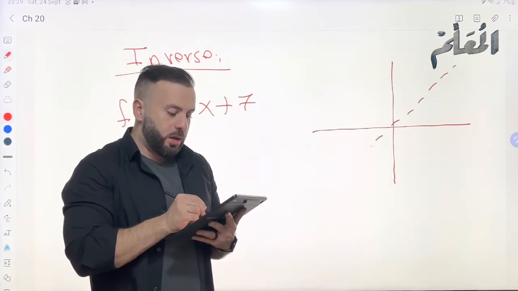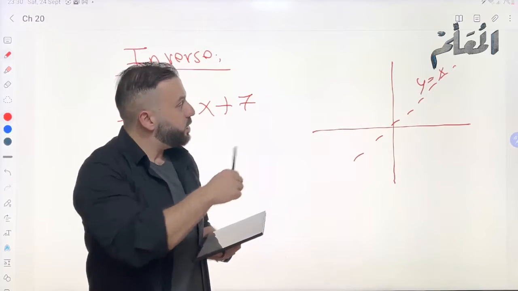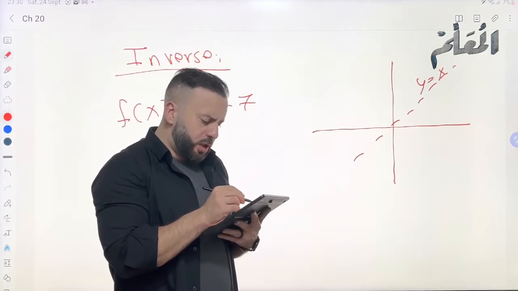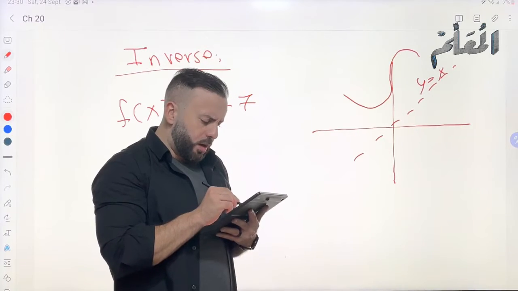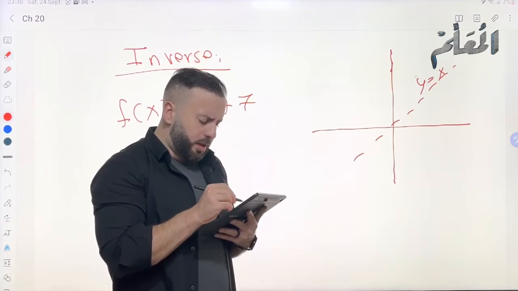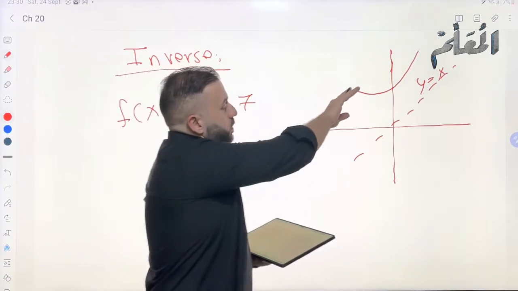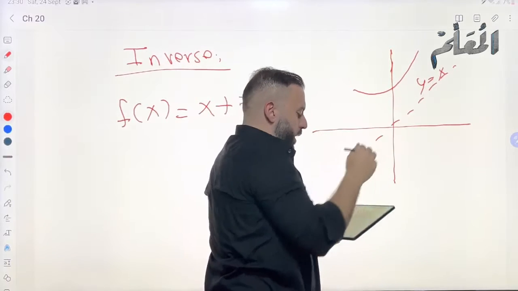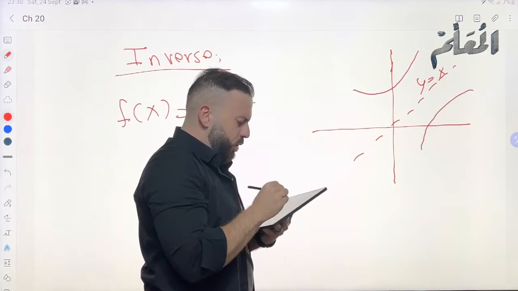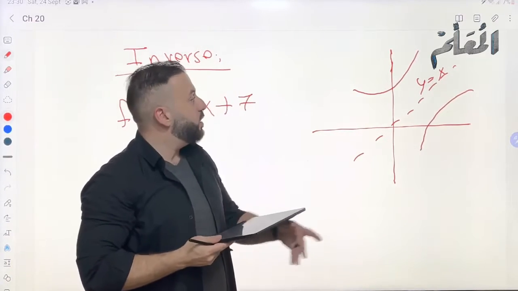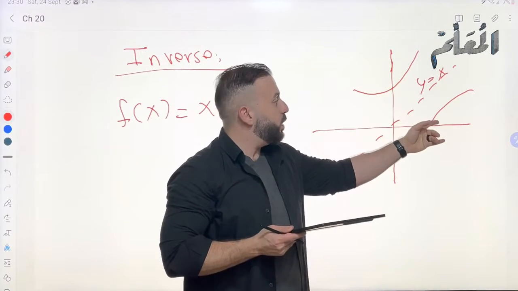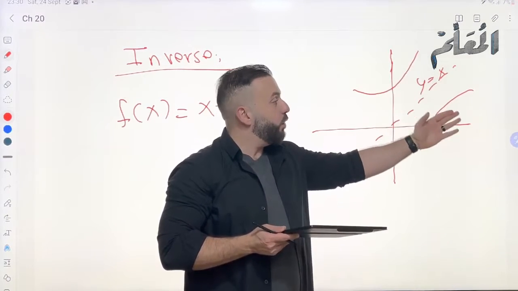So this is y equal x, as you can see here. Whenever I have a shape like this, above the y equal x, let's say this is the shape, this way. The reflection across y equal x is going to be this way. So this is what I call the main function, and this one I call it what? The inverse of that function.